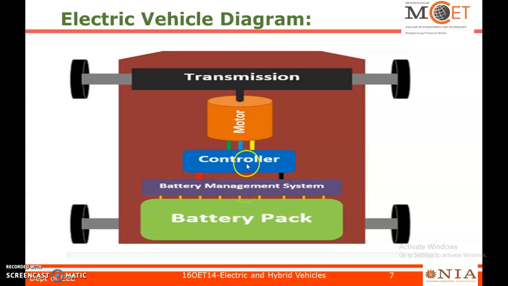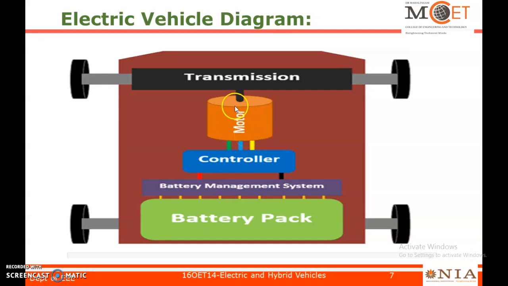So the next one is the power electronics converter or the controller. This power electronics controller or converter will regulate the speed of the electric motor, so that the transmission system of this electric drive can be effectively operated. This type of power electronics converter or controller will be chosen based on the type of the motor.